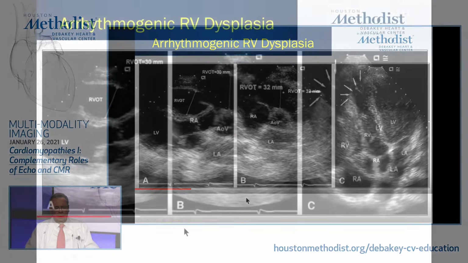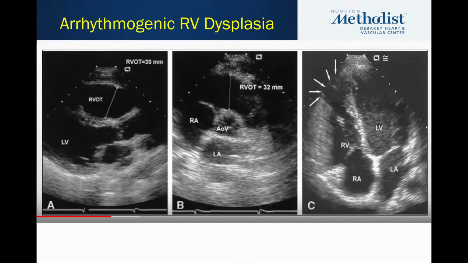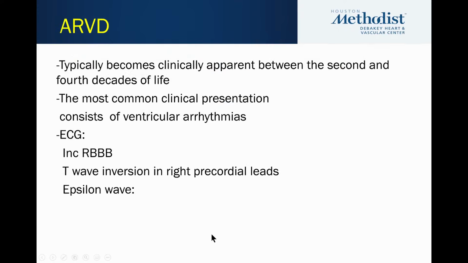Finally, one condition that can be a little bit more difficult to diagnose, where a lot of suspicion is needed, is arrhythmogenic RV dysplasia. Basically, it's a condition that affects mostly the right ventricle, although now there are cases suggesting that the left ventricle may be affected. It's also a genetic condition, and it usually becomes apparent somewhere between the second and fourth decade of life.